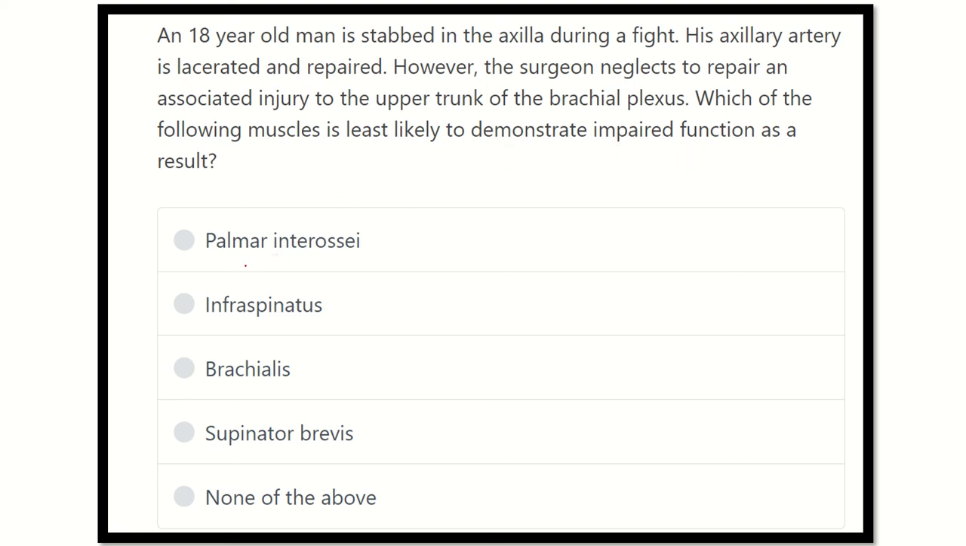Here, the key point is a stab in the axilla during a fight. So there is injury to a structure which lies in the axillary region. His axillary artery is lacerated. We know the terminal parts of the brachial plexus, the cords, are around the axillary artery, so there is a chance of injury to the cords of the brachial plexus. And the axillary artery was repaired, but the injury of the upper trunk of the brachial plexus was not repaired.